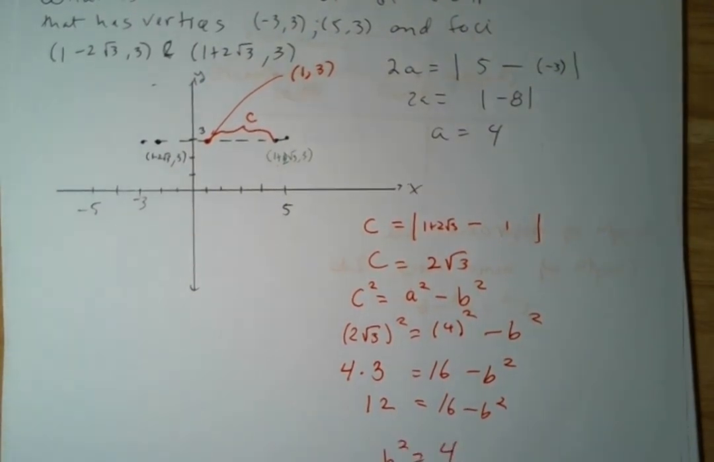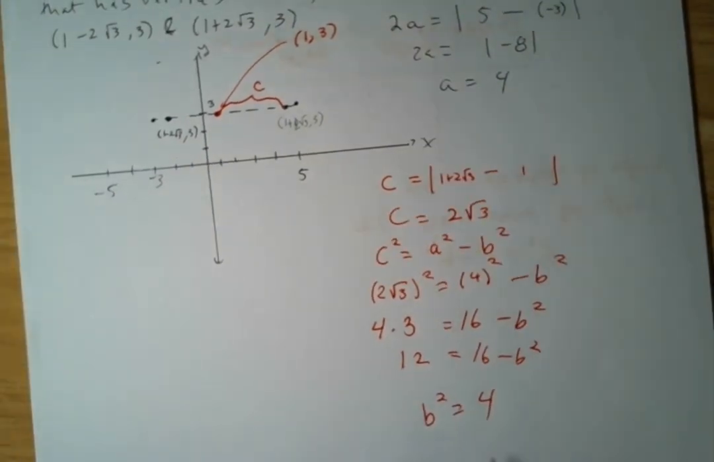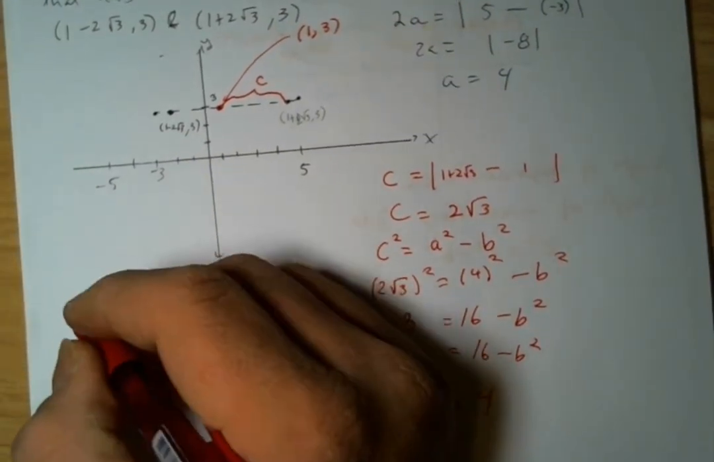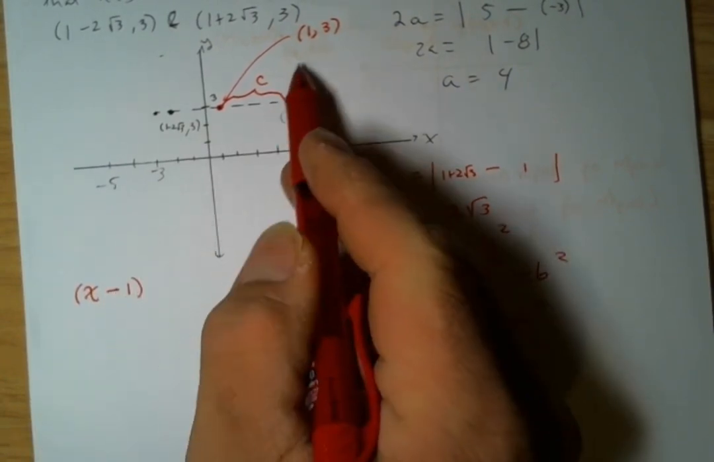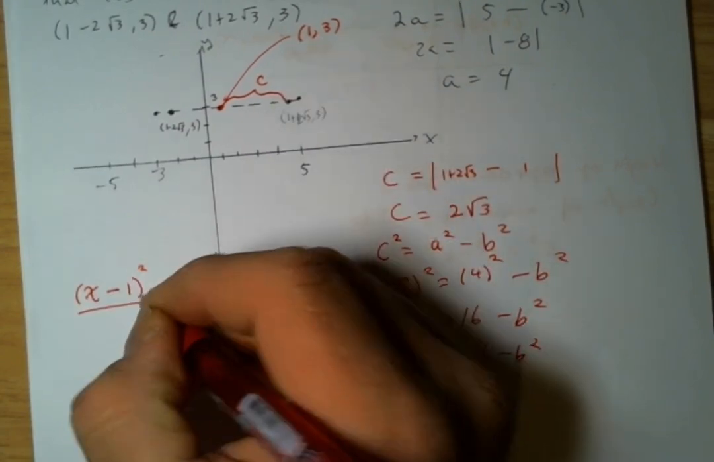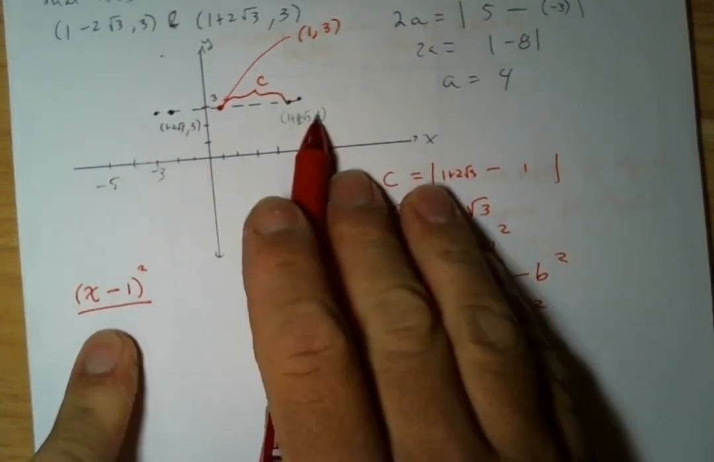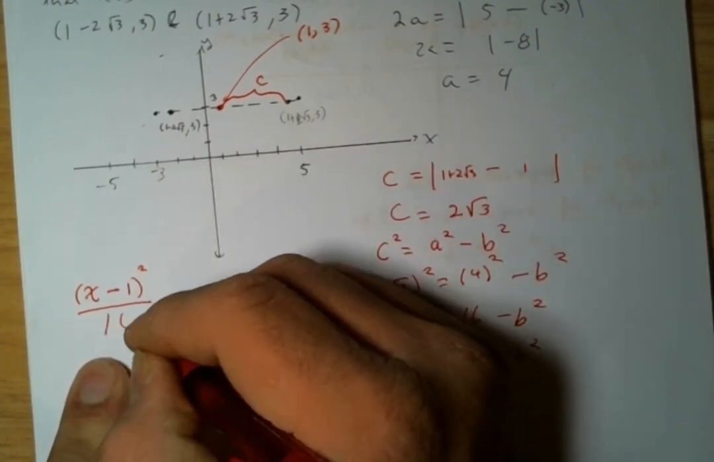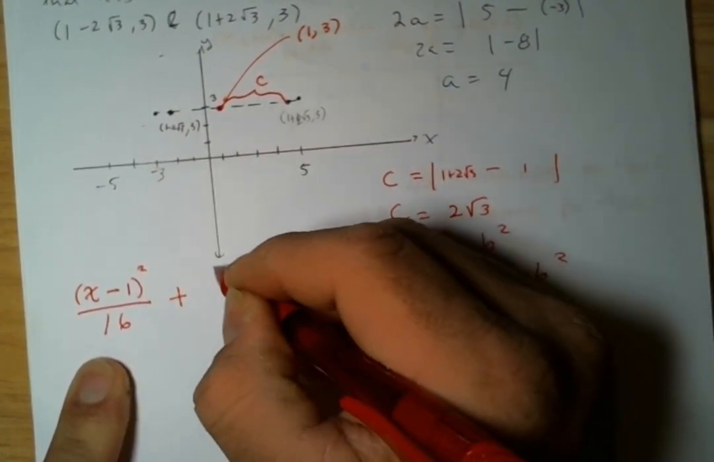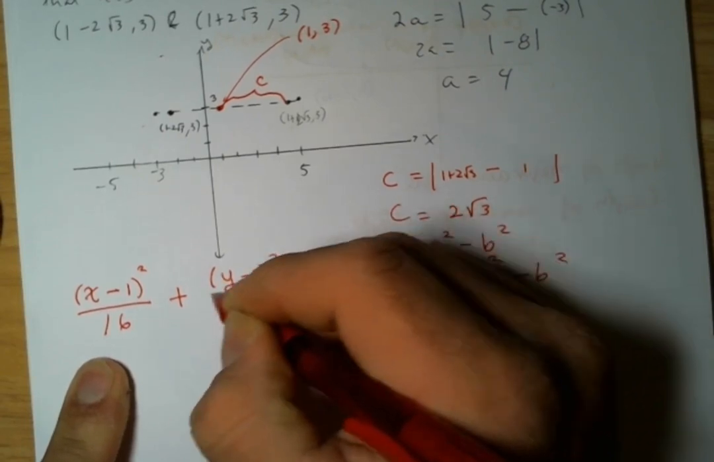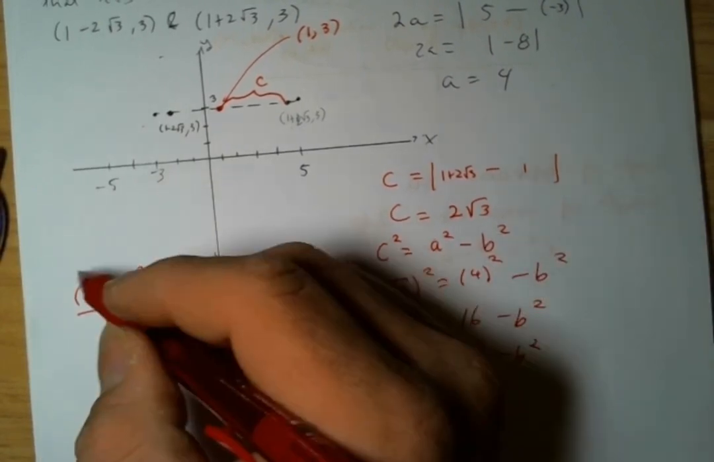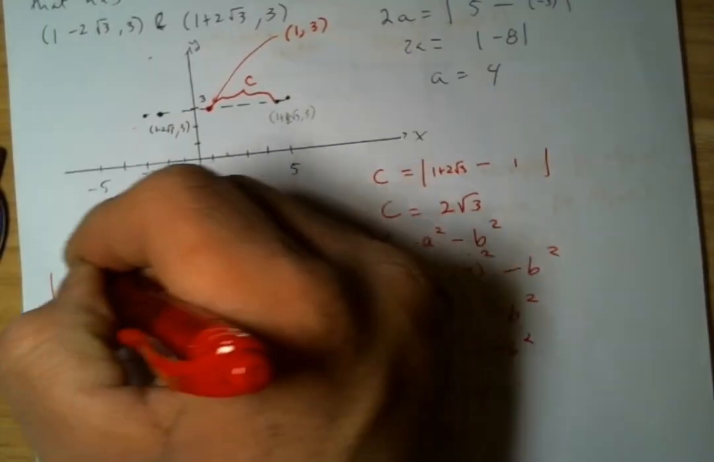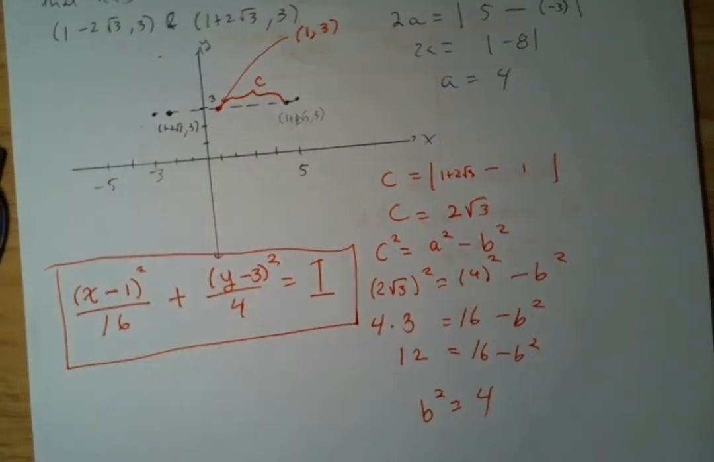I really don't need the value of b, it's 2, but I just need the equation. So right away, I know my equation is going to be (x - 1)², the x value of the center, squared over a squared. The major axis is 4, so 4 squared is 16, plus (y - 3)² over b squared, which is 4, and always equal to 1. And there we have my equation. That's how you find the equation of an ellipse with given information.